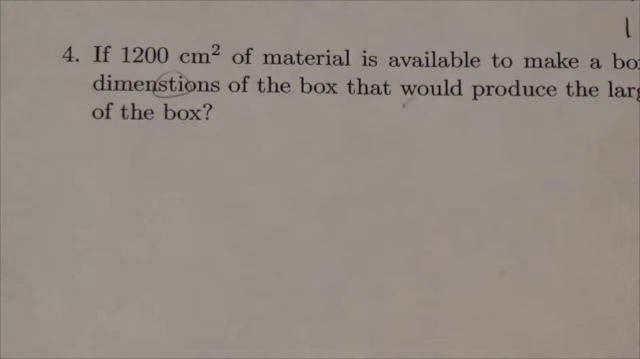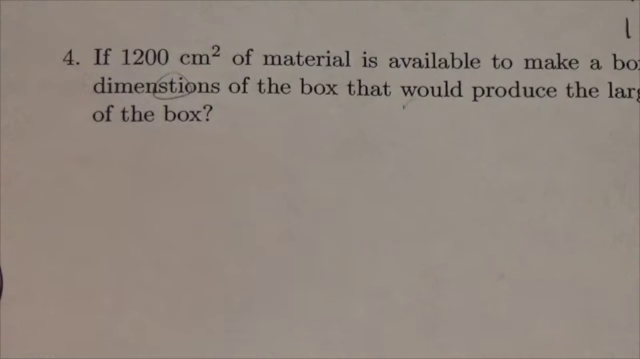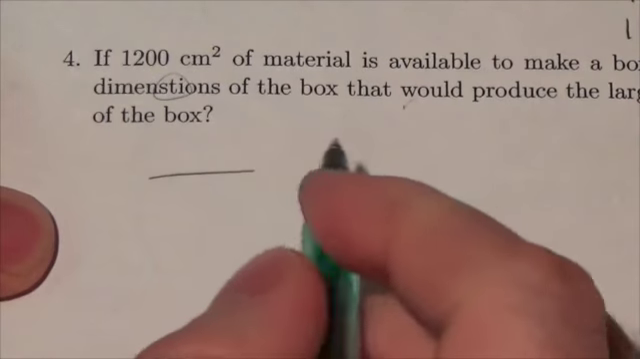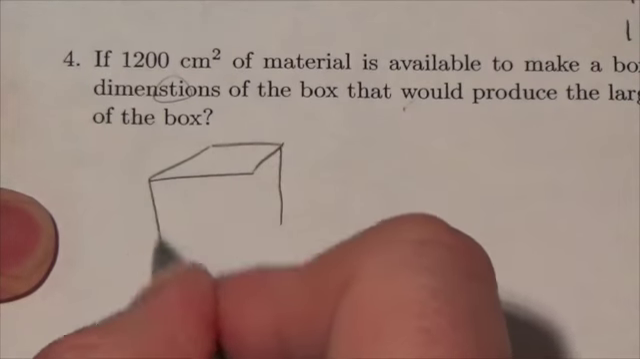Alright, hi everybody, this is the Math 31 optimization review. This is question 4. This is a classic problem about the dimensions that would maximize the volume of a box. Maximize the volume of a box given a restriction on the surface area. Now, it's an open top box, okay, with a square base.